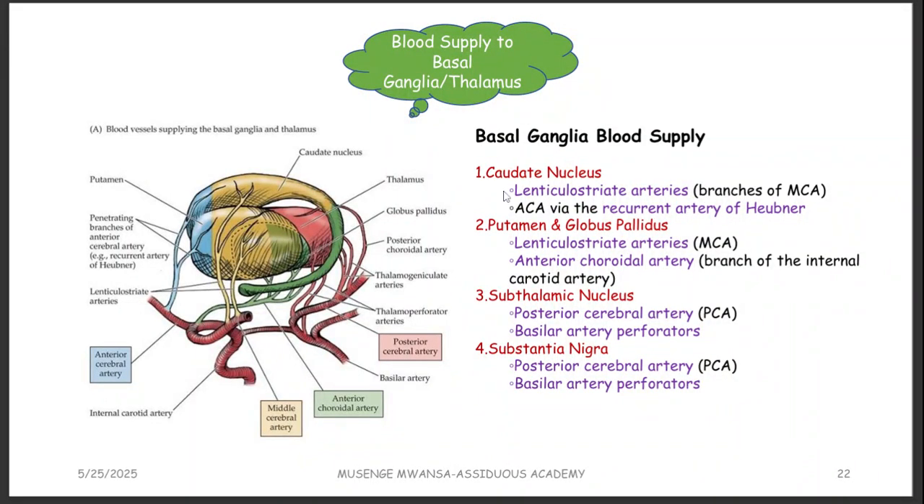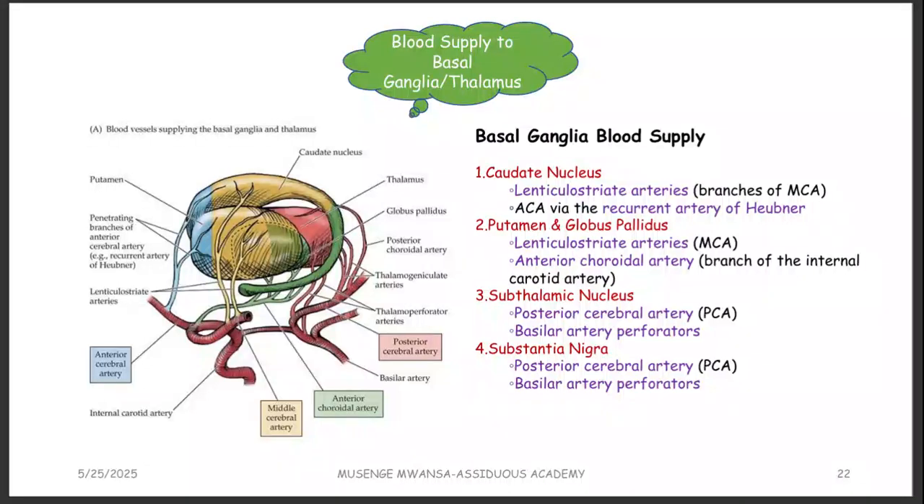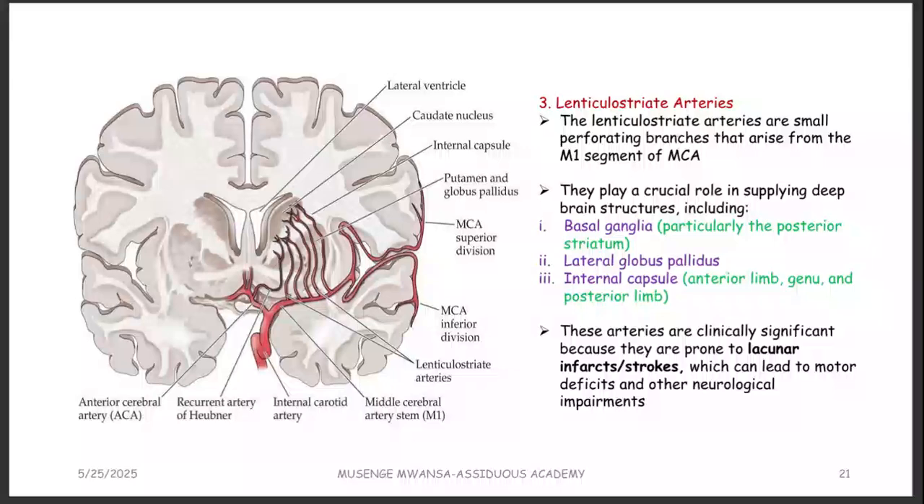But what I want you to know is that the caudate is supplied by the reticulostriate artery, which is coming from the middle cerebral. Okay, no. This reticulostriate is not coming from the middle cerebral, but from the anterior cerebral. So look at this picture that we can see here. It is showing us some of these branches coming out, which are supplying the putamen and the globus pallidus.